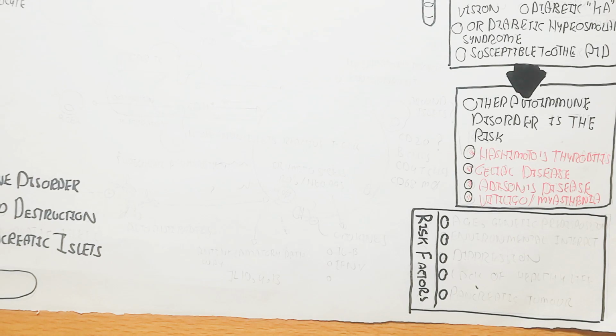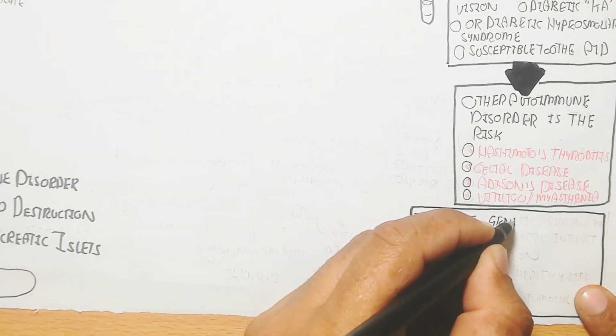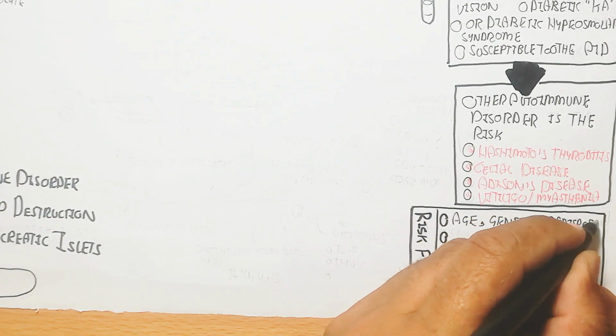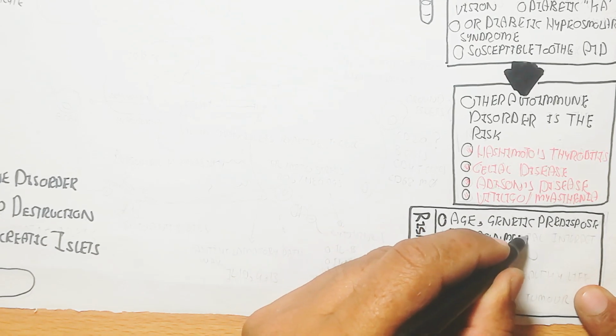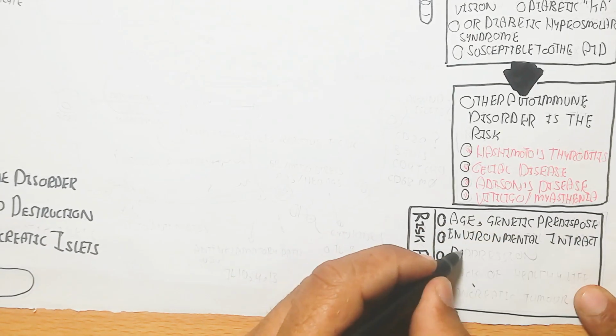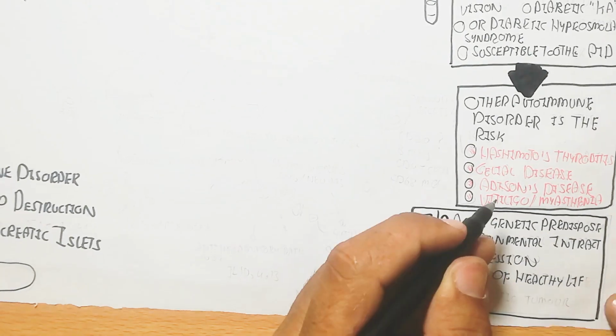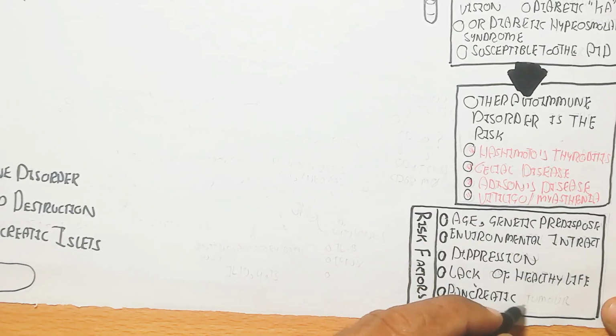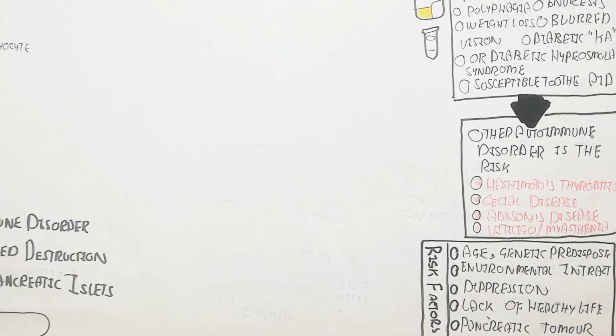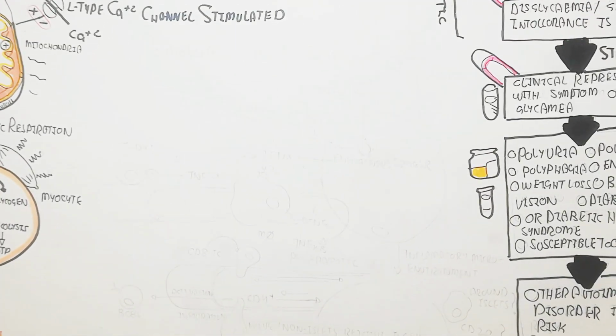Risk factors are age and genetic predisposition. Genetic predisposition means an inversion, a point mutation or other changes. Environmental interactions, depression, lack of a healthy lifestyle, less sleep and pancreatic tumor are also factors.